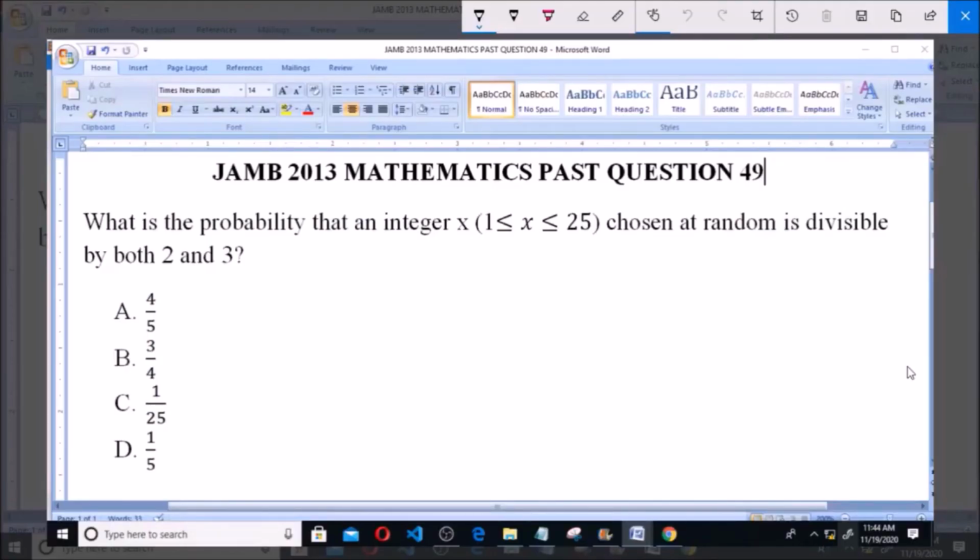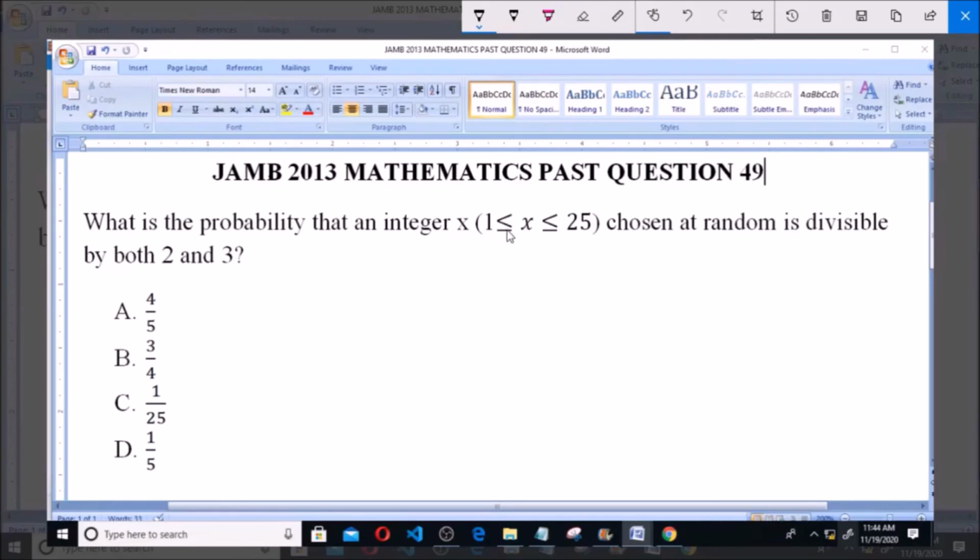I'll be answering JAMB 2013 Mathematics Past Question 49. What is the probability that an integer x, where 1 is less than or equal to x and x is less than or equal to 25, chosen at random is divisible by both 2 and 3? Now let's look at it.